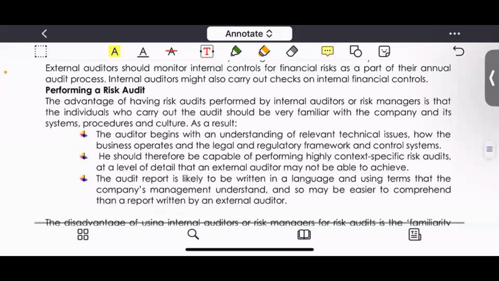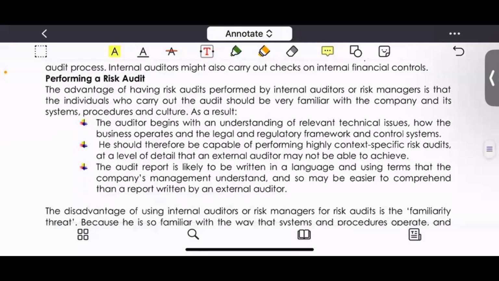You understand? Because these companies have different contexts. Now, we said that the auditor begins with an extensive knowledge of technical issues, then he should also be capable of performing high context risk audits, right? So that he has a level of detail that the external guy may not have, but since he's internal, inside the organization, he should be able to perform a high context risk audit so that he gets the full picture of what is actually happening.